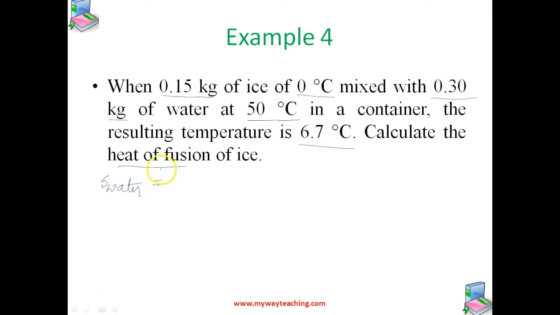The specific heat of water is given by 4186 joule per kg per Kelvin, isn't it? This is the specific heat of water. So now let us find the solution for that. When 0.15 kg of ice at 0 degrees Celsius is mixed with 0.30 kg of water at 50 degrees Celsius, both are taken in a container and the resulting temperature is given as 6.7 degrees Celsius. We need to find the heat of fusion of ice.